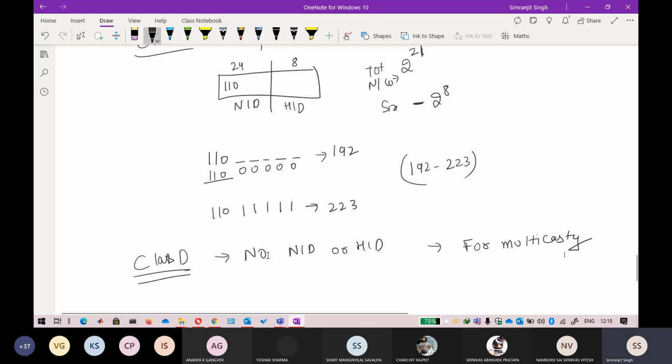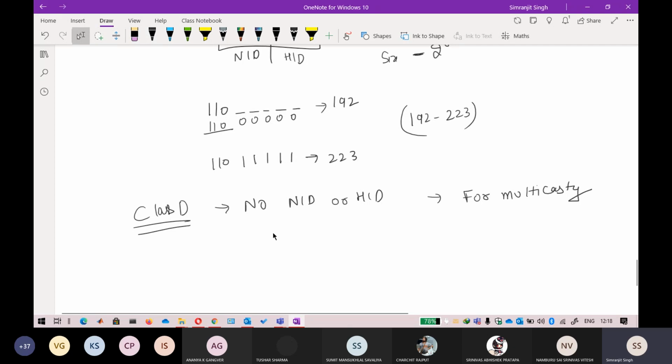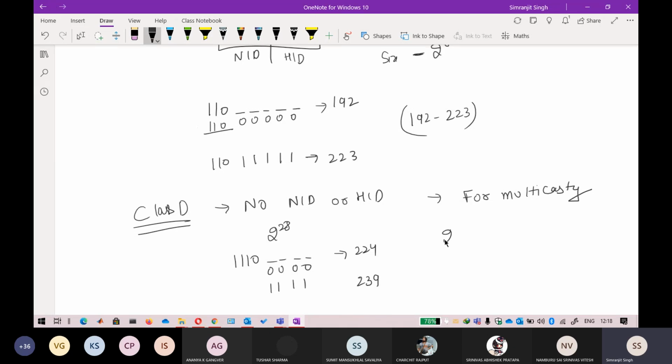Okay, so it is just left like it. So what actually was the total number of networks here? It was 2 to the power 28. And what actually is the fixed bit? It is 1110. Okay, so you can find the remaining bits here. So it is 0000. Convert it into decimal, you will get 224, and you will add 31 to 224, you will get 239. Okay, so this is how the valid range of class D addresses is 224 to 239.